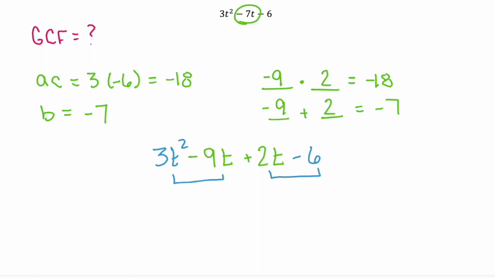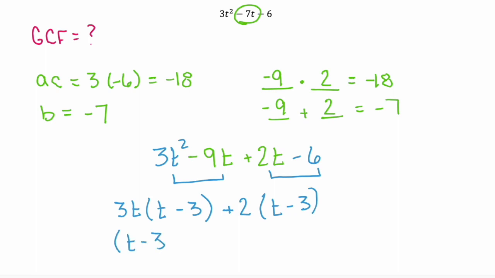Now our first grouping has 3t in common. If you factor out the 3t, we have t minus 3 remaining. And ideally, we're looking for that same t minus 3 binomial in our second grouping. And look, if we factor out a positive 2, we have t minus 3. So now we factor out that binomial t minus 3, and we're left with the binomial 3t plus 2.